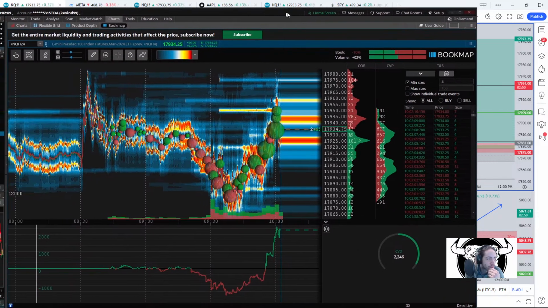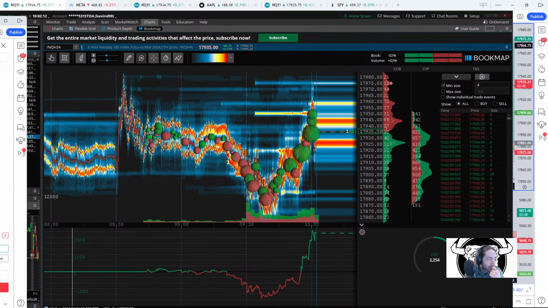2:53 left in this 5-minute. What a nice pullback. I might not exit at all, actually, because now at this point, this is just a pullback.